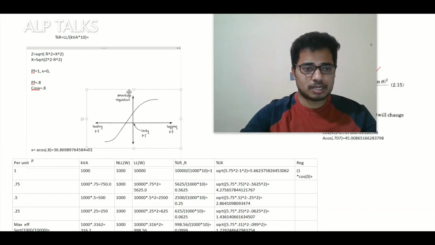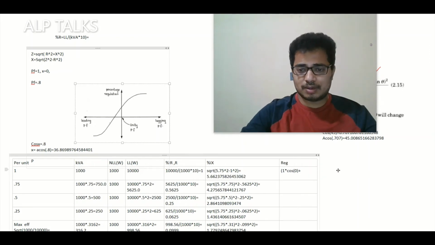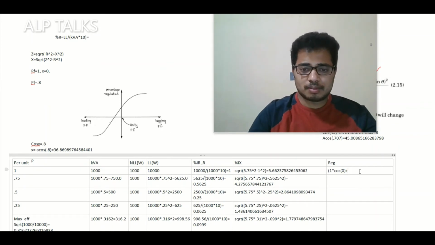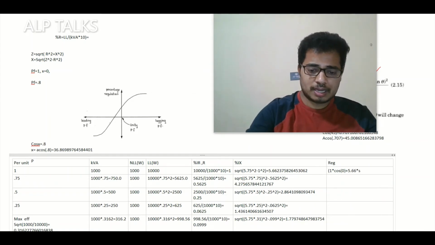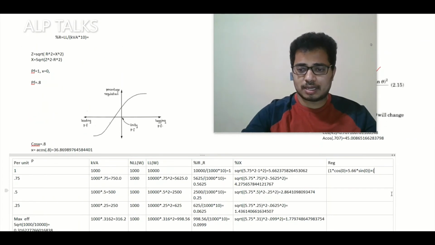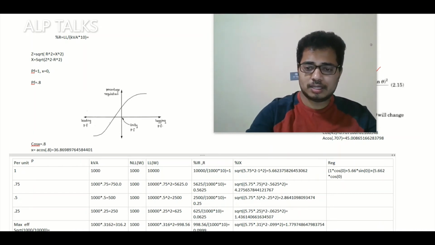So this is what the regulation graph will be. The graph will be like this. We are going to get the regulations for lagging power factor and leading power factor. So let's calculate here for all the cases. So that 1 cos theta, here the x is nothing but 5.66 into sin theta, sin of 0. So this is one portion. Similarly, we have another portion, x cos theta. Here x is nothing but 5.66 into cos theta. Theta here is again 0.